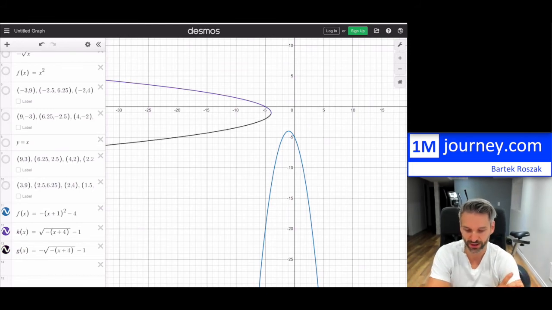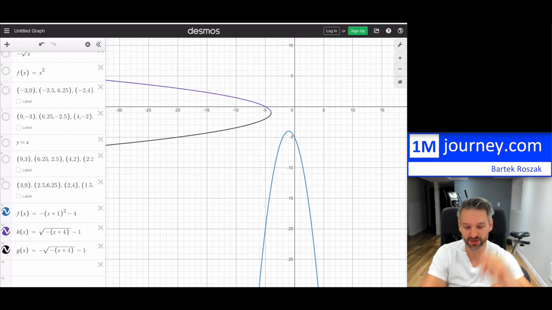So the first one, the one on the left-hand side, as you can see there at the bottom, the h, is the positive side, that's the purple, and then the black one, the g, I put the negative in front of the square root. And you will notice that there is indeed a restriction, right? We have no values at all to the right-hand side of negative 4.